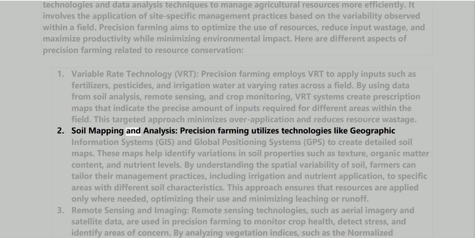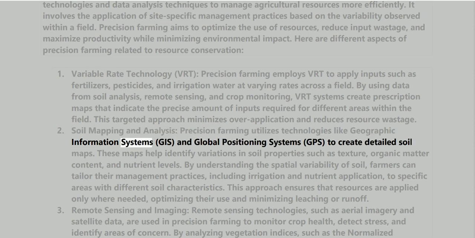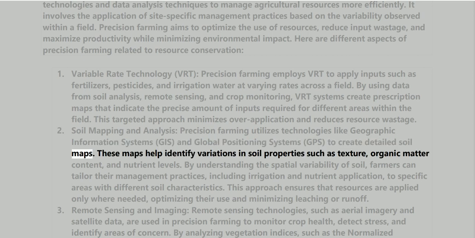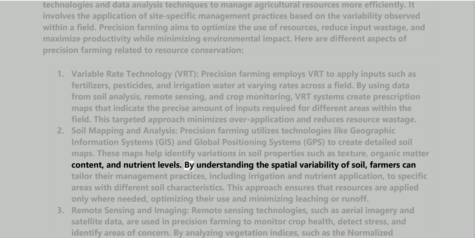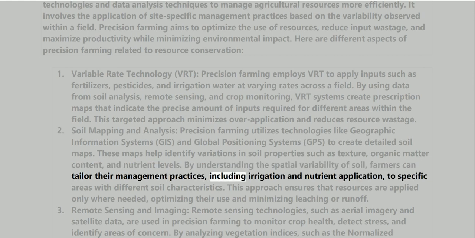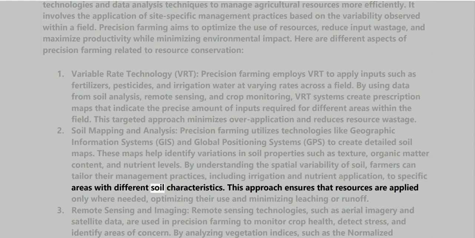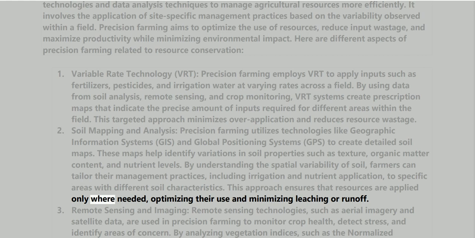2. Soil mapping and analysis. Precision farming utilizes technologies like Geographic Information Systems, GIS, and Global Positioning Systems, GPS, to create detailed soil maps. These maps help identify variations in soil properties such as texture, organic matter content, and nutrient levels. By understanding the spatial variability of soil, farmers can tailor their management practices, including irrigation and nutrient application, to specific areas with different soil characteristics. This approach ensures that resources are applied only where needed, optimizing their use and minimizing leaching or runoff.